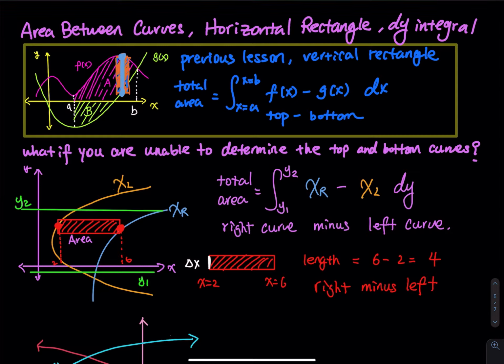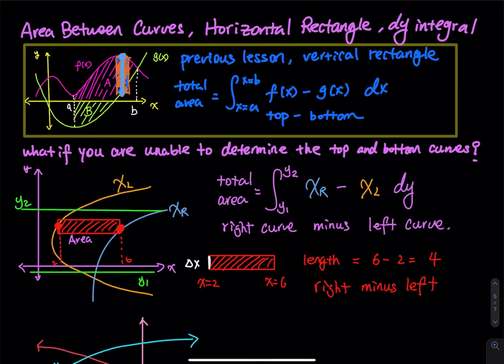So let's say, just for example, the point on the right curve corresponds to x equals 6. The red point on the left curve corresponds to x equals 2. What is the distance between 6 and 2? You use 6 minus 2 equals 4. Right minus left equals 4. Then that is the height or the length of the rectangle.